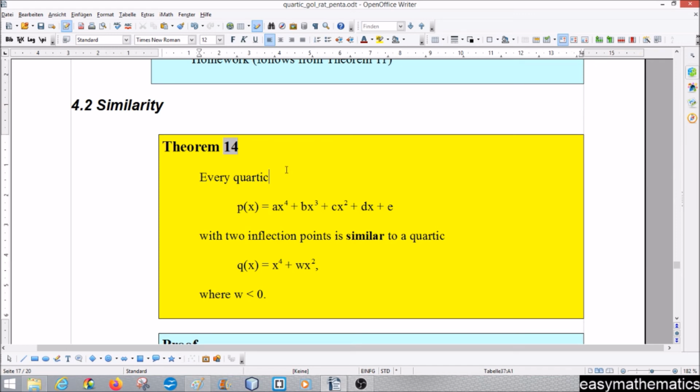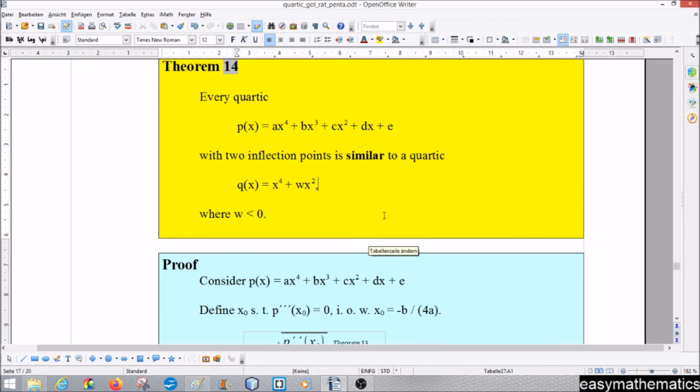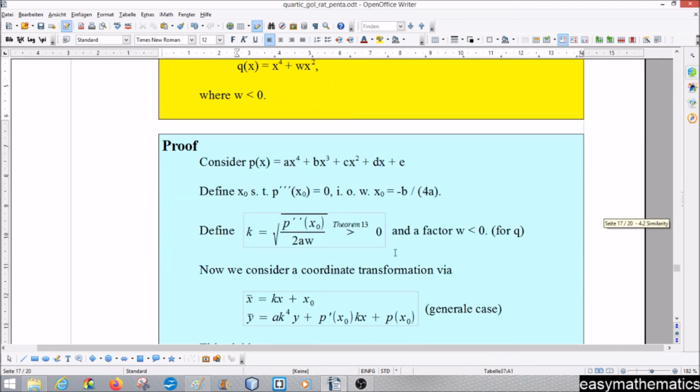Similarity. We have also a similarity for quartics, and this is very interesting in my opinion. Every quartic with two inflection points is similar to a quartic x to the power 4 plus w x squared, where w is negative. Very interesting in my opinion, and we prove this also with a coordinate transformation, and this goes as follows.